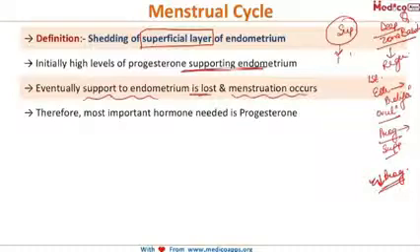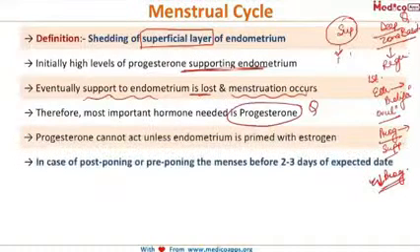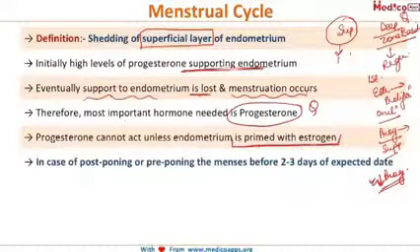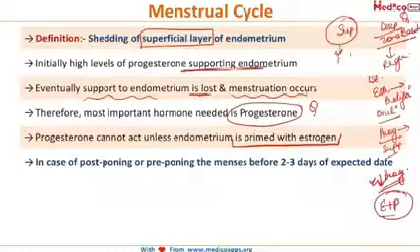So if you are asked which is the most important hormone needed for menses, it is progesterone. An important question. But you should remember that this progesterone can only act on an endometrium which is primed with estrogen. So if you are asked which is the hormone responsible for menses, and in the options you have estrogen plus progesterone, then you should always go for this answer. But if you have been given progesterone and estrogen separately, then the most important hormone is progesterone.